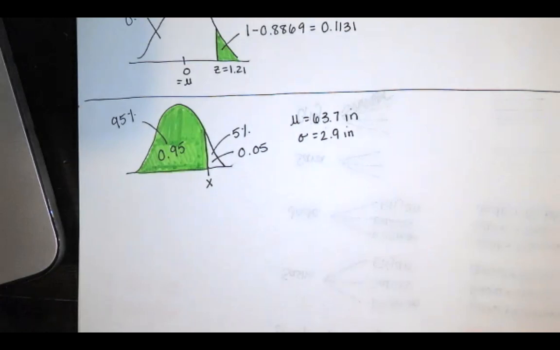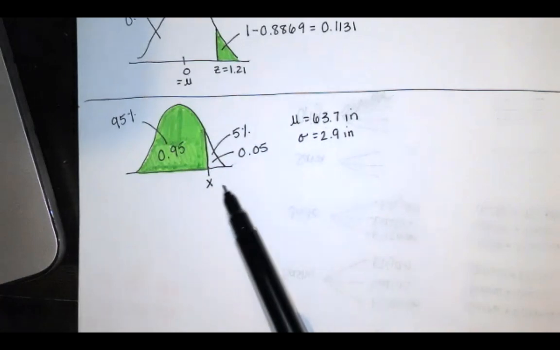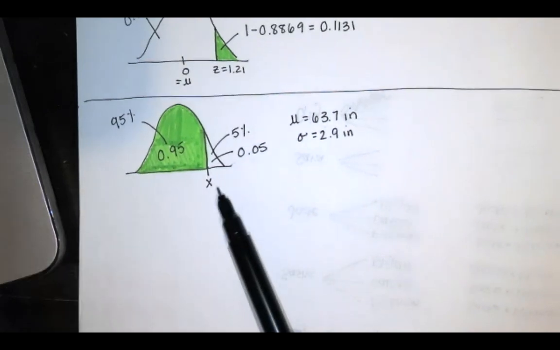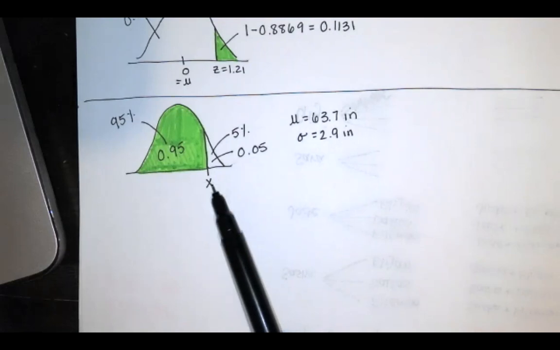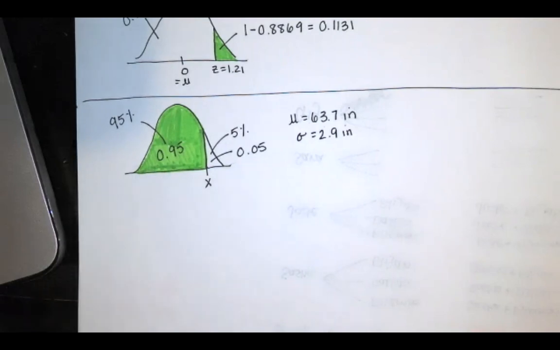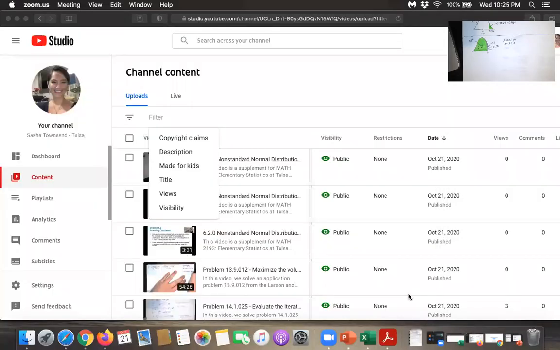Okay, so basically, we want this X value right here. So if we can find that X value, then we know that women that are that tall or shorter than that would be eligible to be pilots. So let's go back to our PowerPoint.